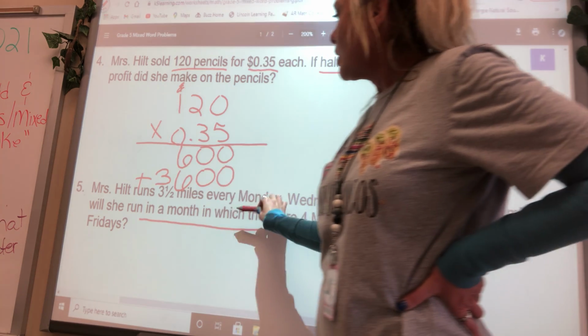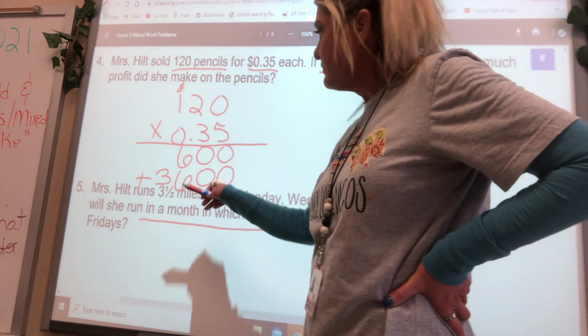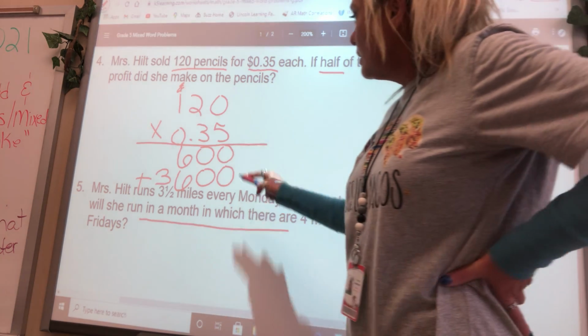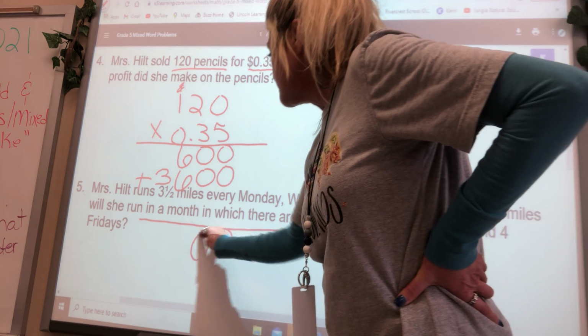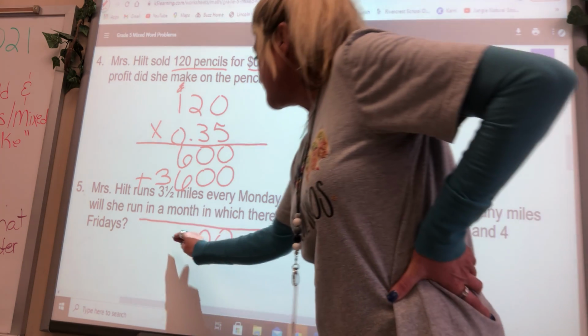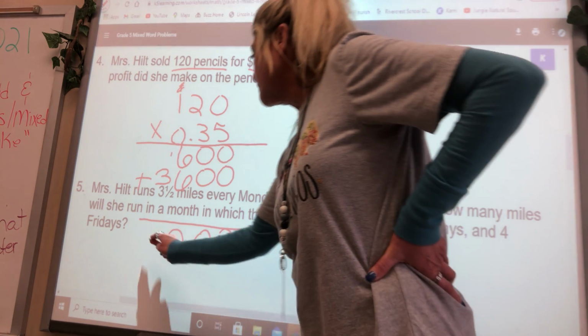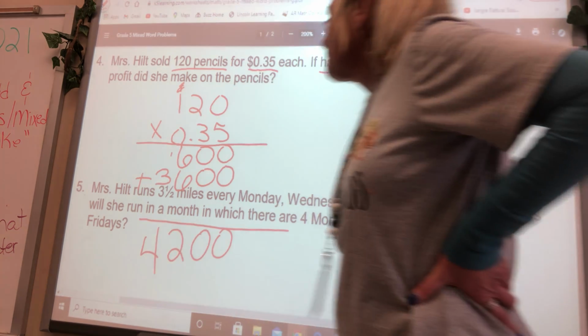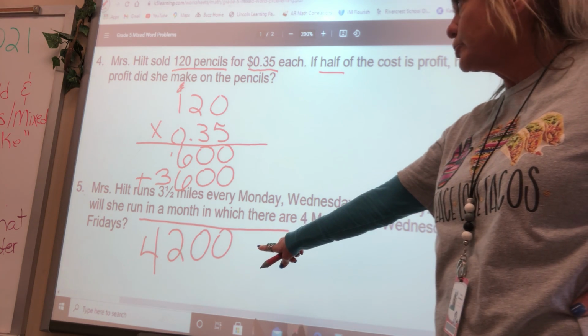Now we could do a whole other row of zeros, but it wouldn't change the value any. So if you want to leave that off, that's fine. 0 plus 0 is 0. 0 plus 0 is 0. 6 plus 6 is 12. Carry the 1. And 3 plus the 1 we carried is 4. So they're going to have this answer on there, 4,200.